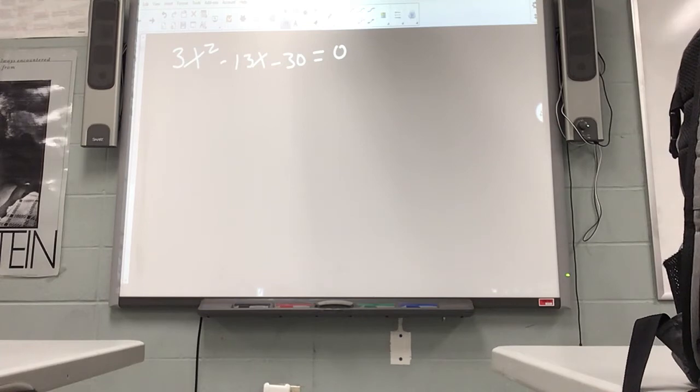GCF, do we have one? Will 3 go into 13? No. Sorry, no, so we don't have one. Every time I use this problem every year, somebody says that. All those 3's up there make you want to say 3. But 3 won't go into 13, so no GCF, so we do our a times c.